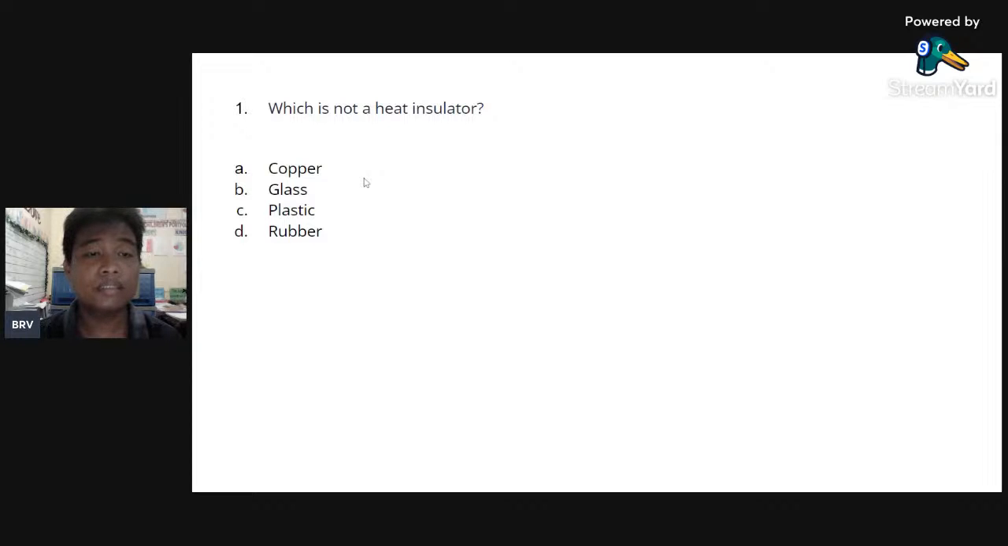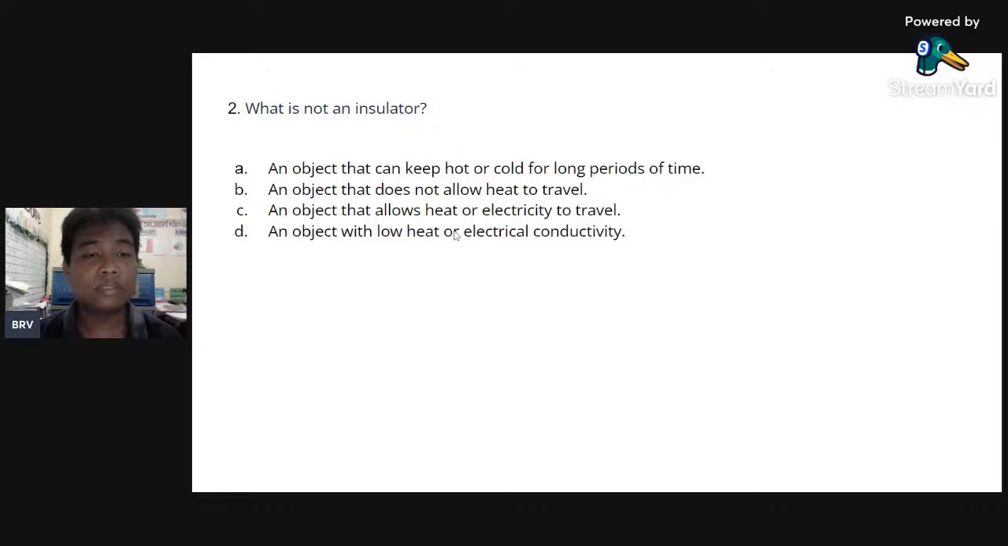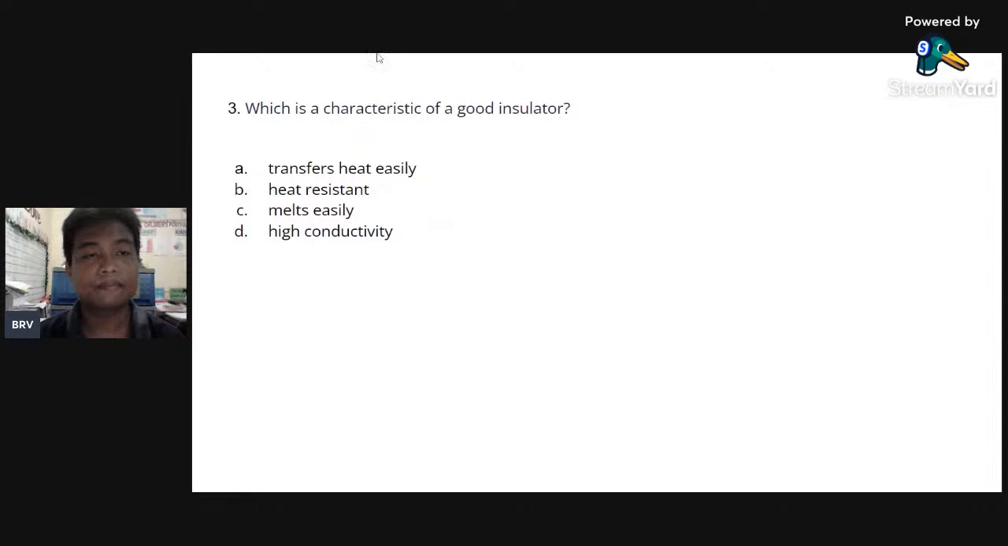Okay, which is not a heat insulator? Copper. What is not an insulator? An object that allows heat or electricity to travel, because insulators do not allow heat and electricity to flow directly. Next. Which is the characteristic of a good insulator? The characteristic of a good insulator is that it is heat resistant. It can resist heat.